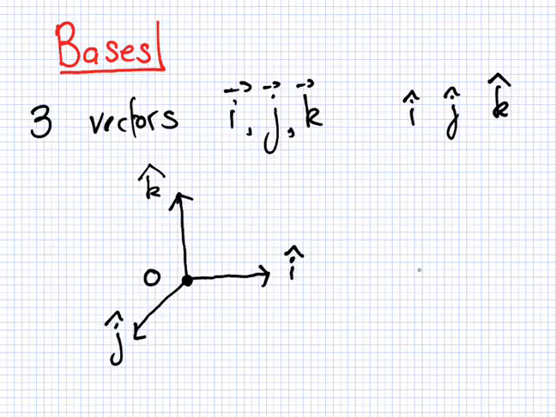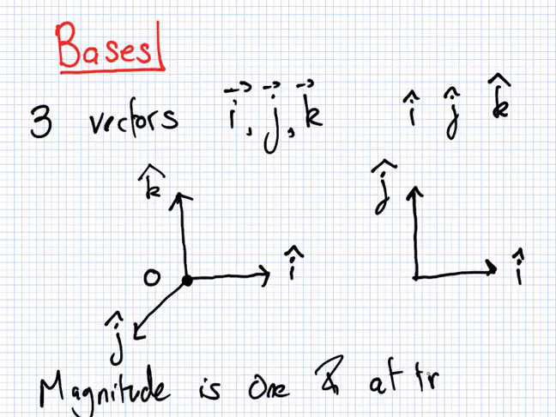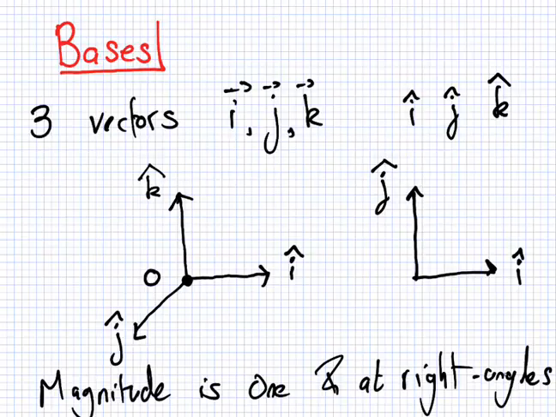Sometimes we only deal with two vectors, which the physics students will tell you: i and j actually. So these vectors, they all have length 1. Their magnitude is 1. And they're at right angles. And this makes them very convenient vectors to use.